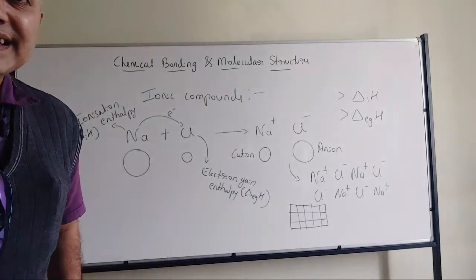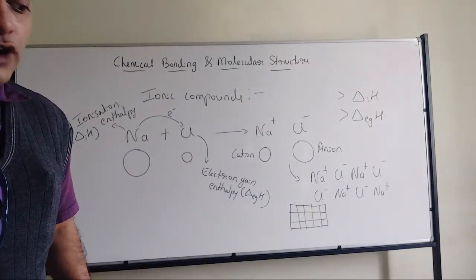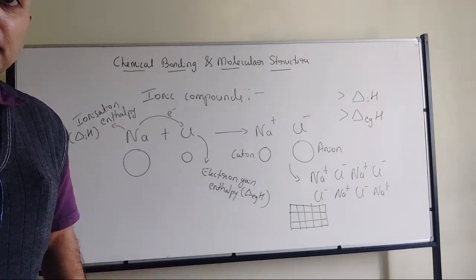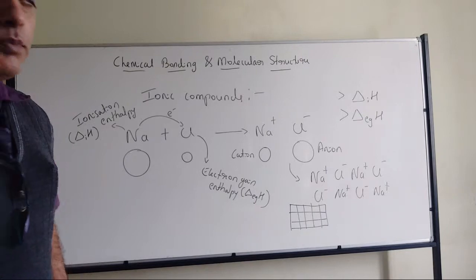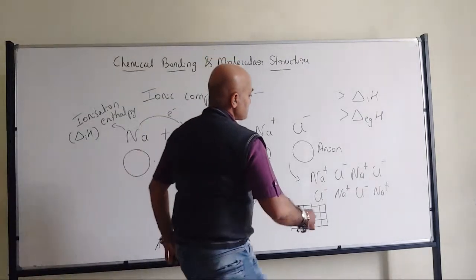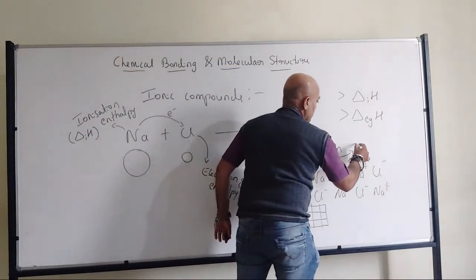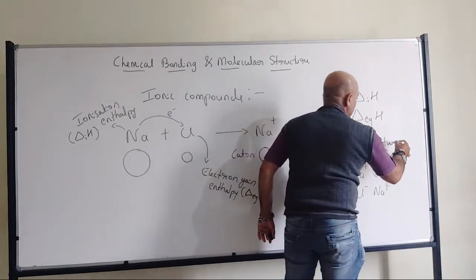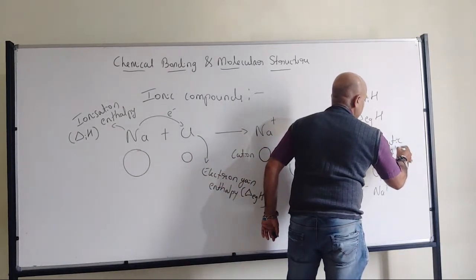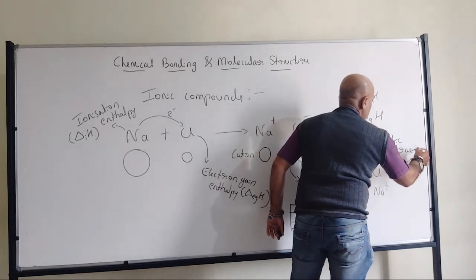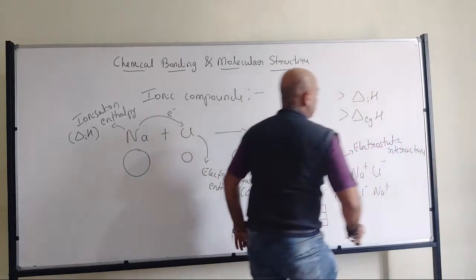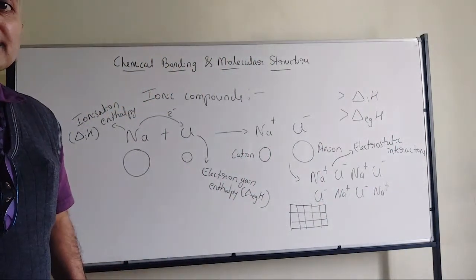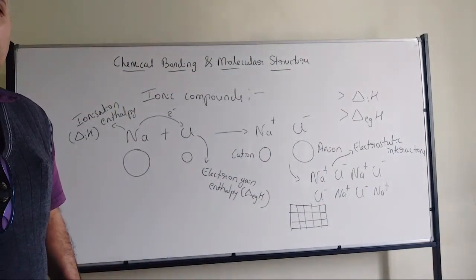And those lines indicate the interaction, not a covalent bond. Please remember, since we are dealing with ionic bonds, there is no question of a covalent bond. It will be the electrostatic interaction. It will be multiple electrostatic interactions, which together are called ionic bonds.